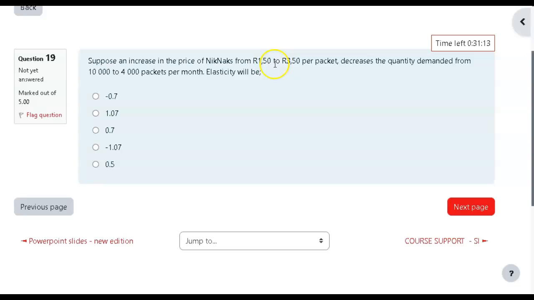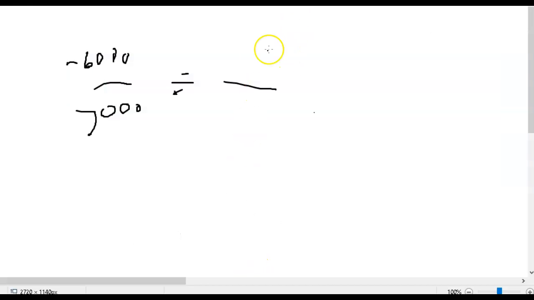So now we are working with the change in price. The change in price, let's see, 1 rand 50 to 3 rand 50, so it's 2 rand. So it's 2 rand over 3 rand 50 plus 1 rand 50 divided by 2. Wait, 3 rand 50 plus 1 rand 50 is 5 rand. 5 rand divided by 2 is 2 rand 50. So it's 2 rand over 2 rand 50.